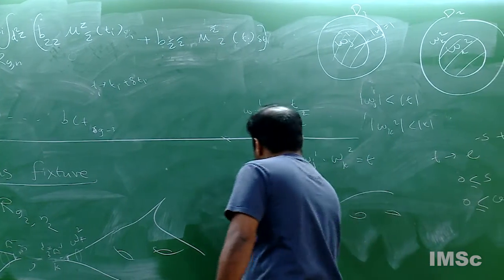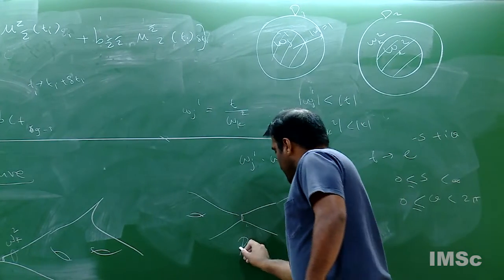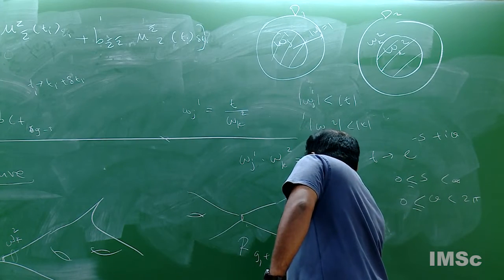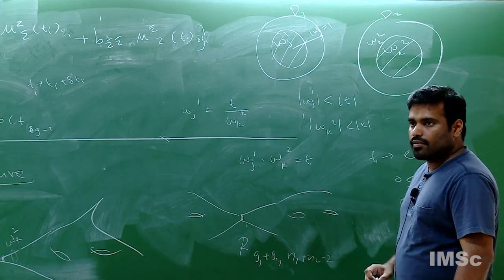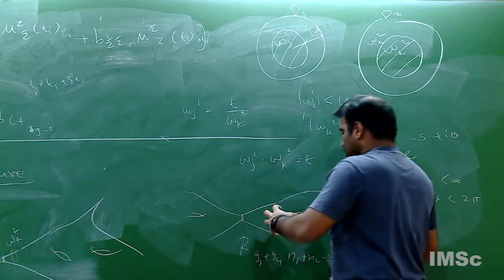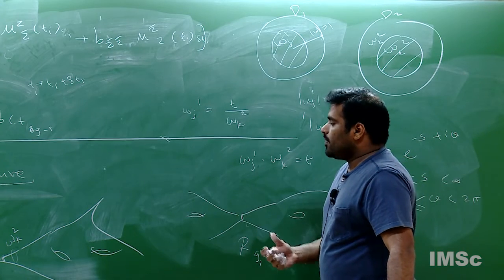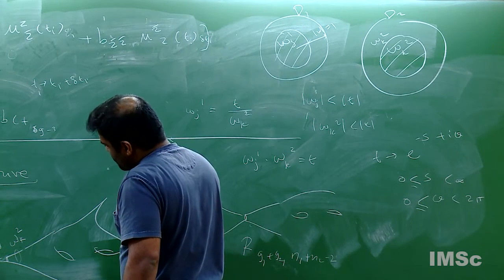So the two Riemann surfaces at the end will be joined. So you get a Riemann surface R with genus G1 plus G2 and N1 plus N2 minus 2 punctures. This is your new Riemann surface. So this particular construction, the plumbing fixture, gives you a way of gluing two Riemann surfaces.